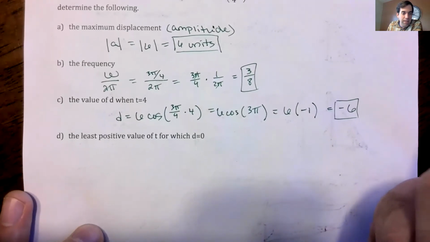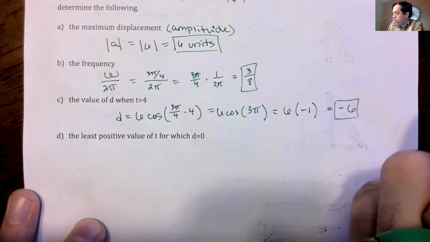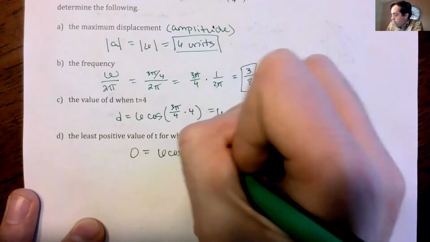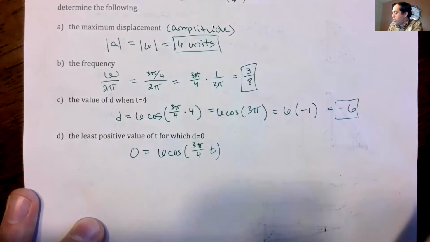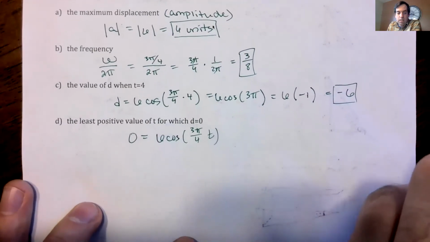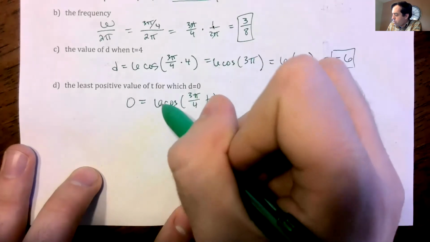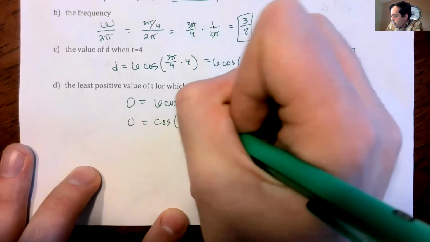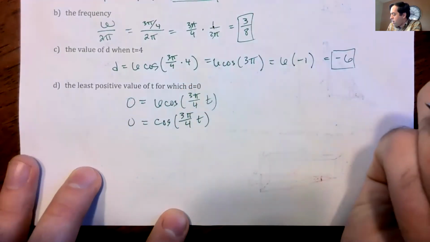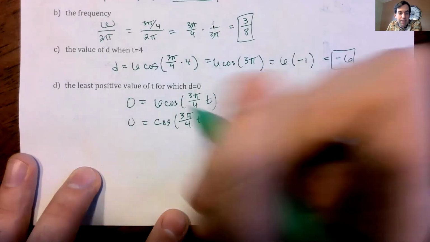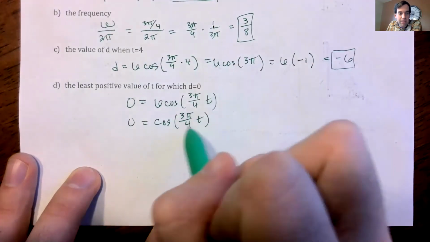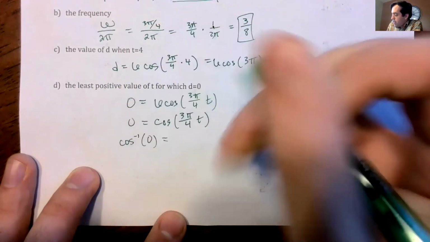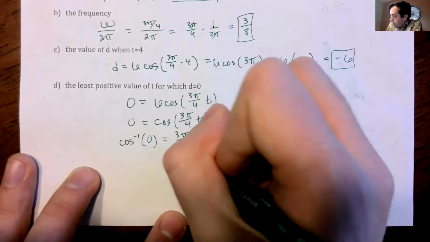And then letter D, the least positive value of t for which D equals 0. So if we set D equal to 0, the formula was 6 cosine of 3 pi over 4t. We're going to try to solve this for t. So let's work through this here. So first we would divide both sides by 6. 0 divided by 6 is still 0. And then we think, okay, to get rid of a cosine, because now I can't continue to isolate the t until I get rid of the cosine. So I'm going to have to take the inverse cosine of both sides. That's going to cancel out with this cosine and just leave me with the 3 pi over 4t.